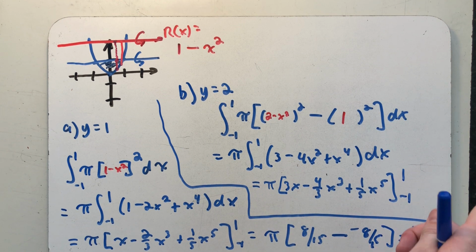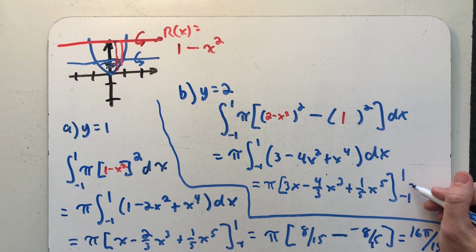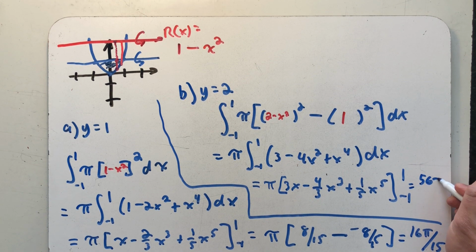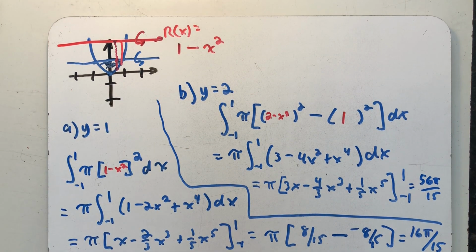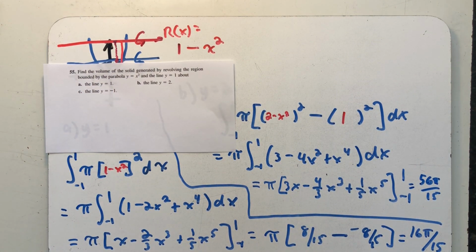Plug in a 1, plug in a -1, do some arithmetic, and we'll find out that this volume is 56 pi over 15. Go on and take a moment to plug in those bounds and make sure that you agree with my arithmetic, but we found our volume here in part B, leaving us just with one part, revolving the region around the line at y equals -1.